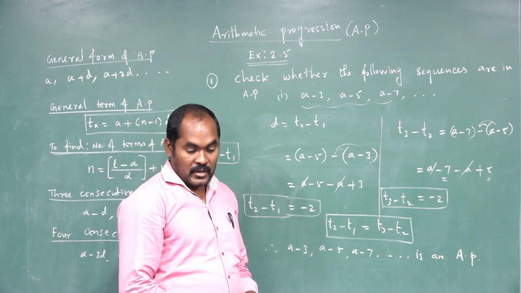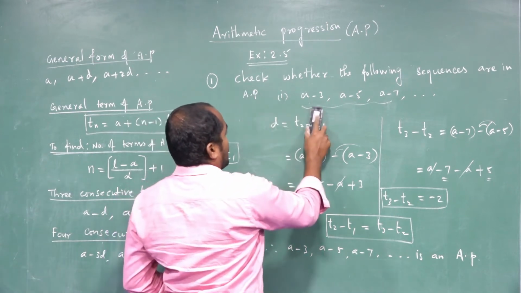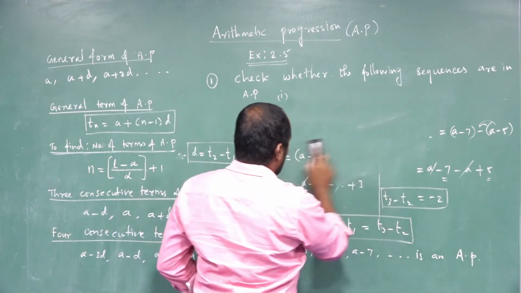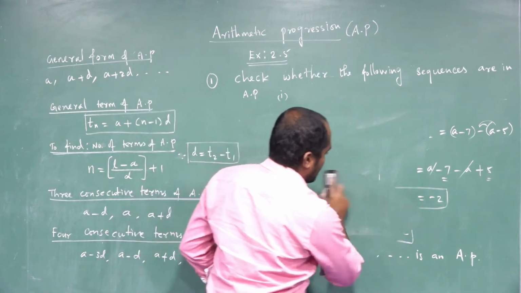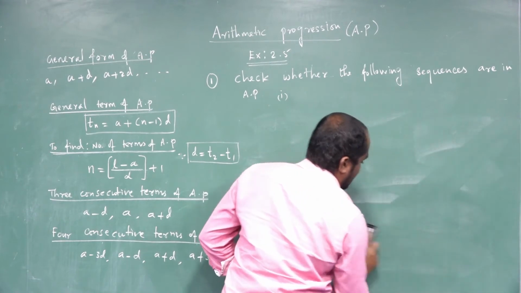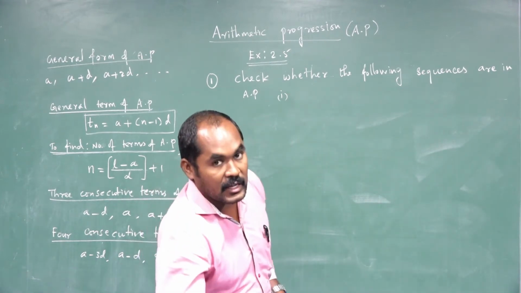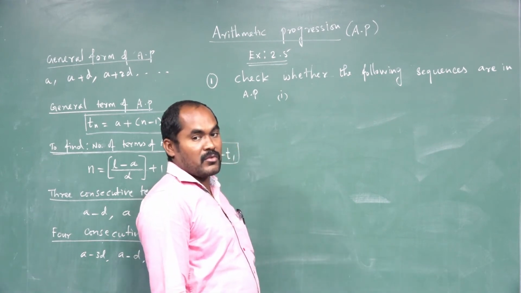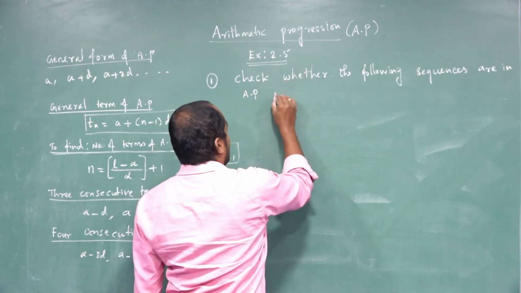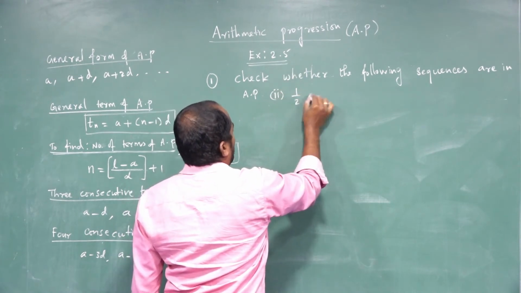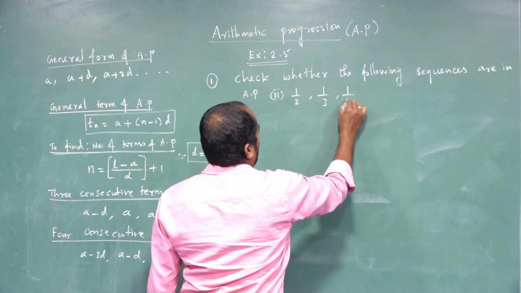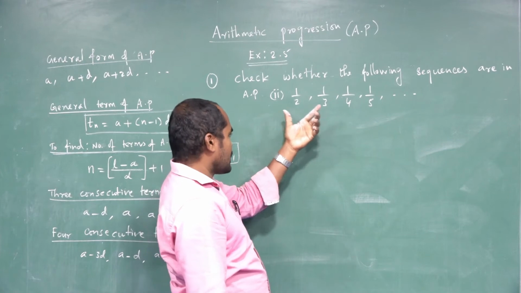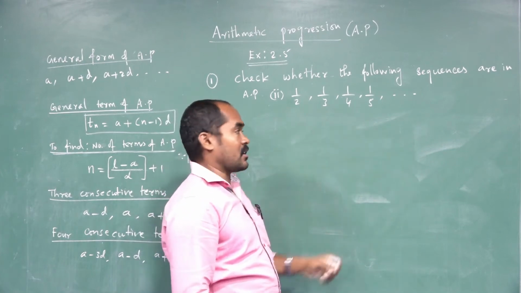So next sequence. Check whether the following sequences are in AP. Our second question is 1 by 2, 1 by 3, 1 by 4, 1 by 5, etc. So you want to check whether the given sequence is AP or not.